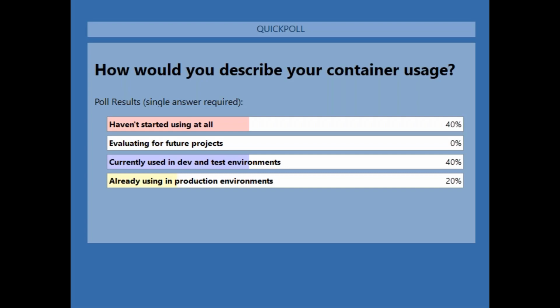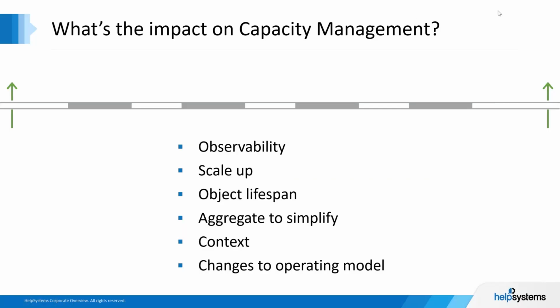So, okay, thank you for participating. So we'll move on to the next section. So we're talking about containers, what it is, what it means, how it's implemented, etc.